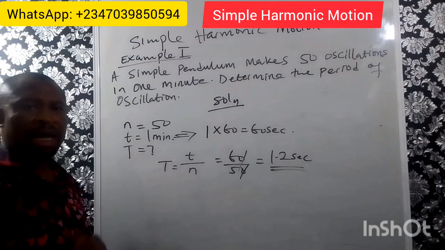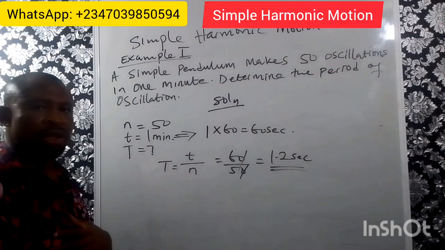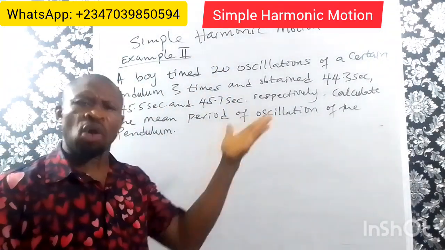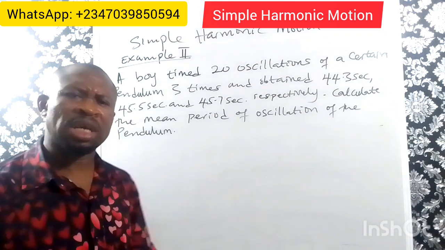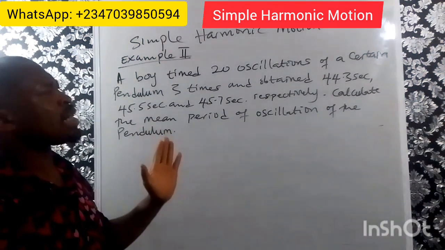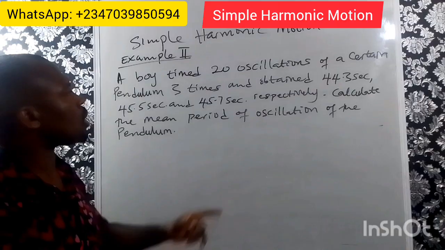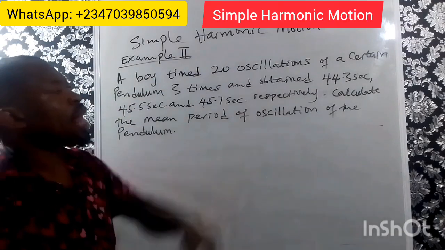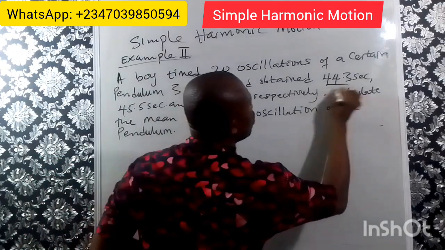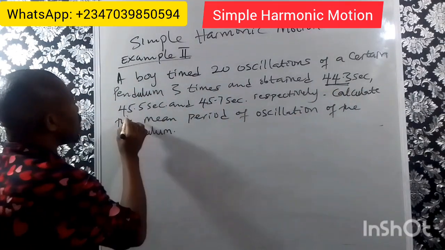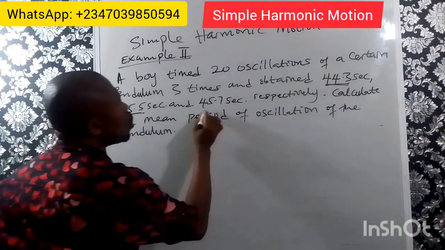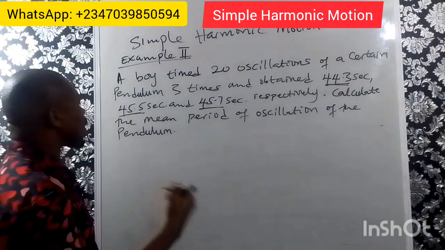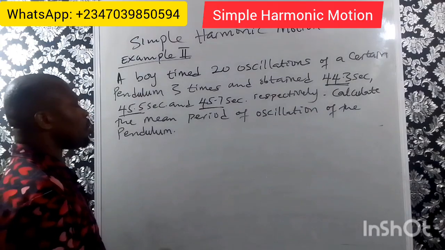Let us take a second question. Okay, the second question says, a boy timed 20 oscillations of a certain pendulum 3 times and obtained 44.3 seconds, 45.5 seconds, and 45.7 seconds respectively. Calculate the mean period of oscillation of the pendulum.